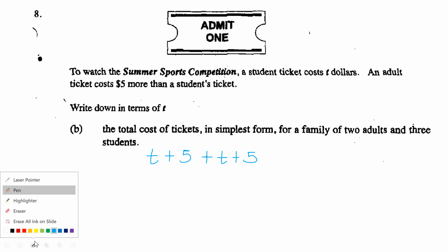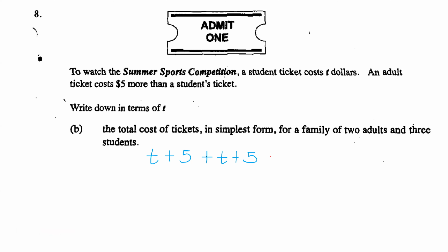But now we need three student tickets. We know that a student ticket costs T dollars. It's only T dollars, not T plus 5. So this is one student ticket, that's T. And then we have another student ticket, that is another T. And then we have another student ticket that we have to add again. So that's going to be three T, three student tickets.